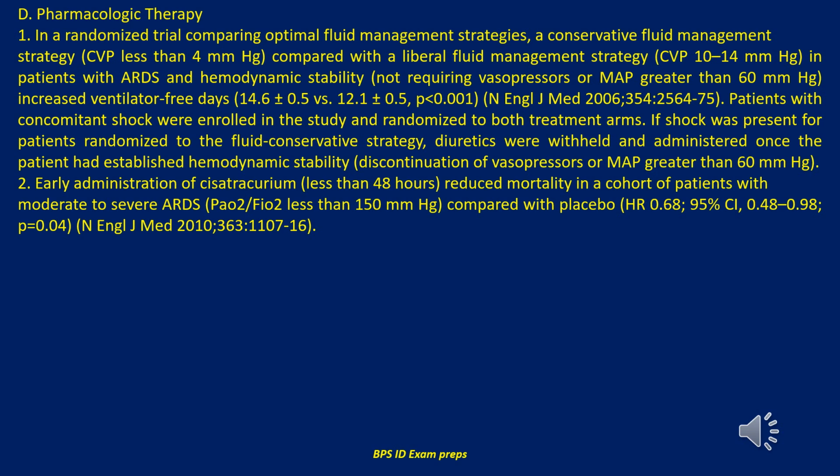2. Early administration of cisatracurium, that is less than 48 hours, reduced mortality in a cohort of patients with moderate to severe ARDS with PaO2 to FiO2 less than 150 mm of mercury compared with placebo, with a hazard ratio, HR, of 0.68, with a 95% confidence interval, CI, of 0.48 to 0.98, with a p-value equal to 0.04, published in the NEJM in 2010.